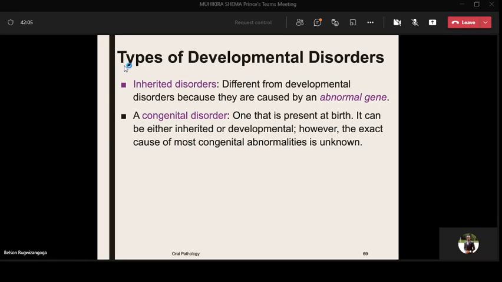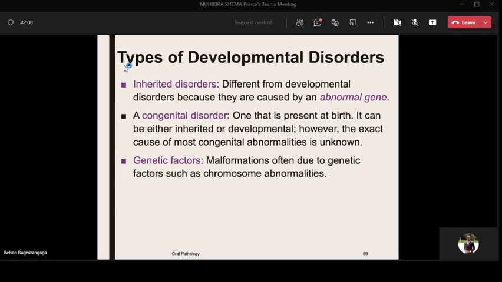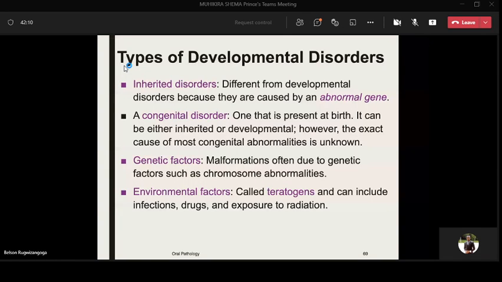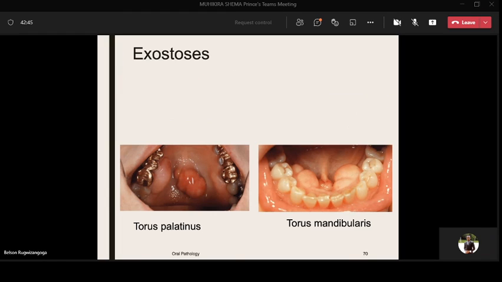So genetic factors, malformation due to a genetic factor such as chromosome abnormality and so on, and the environmental factors, we call them teratogens. These will cause some developmental defects, but are not inherited. If, for example, a mother takes some drugs when she's pregnant, then the child may develop these disorders. In such a case, the drugs she has taken will be called teratogens.